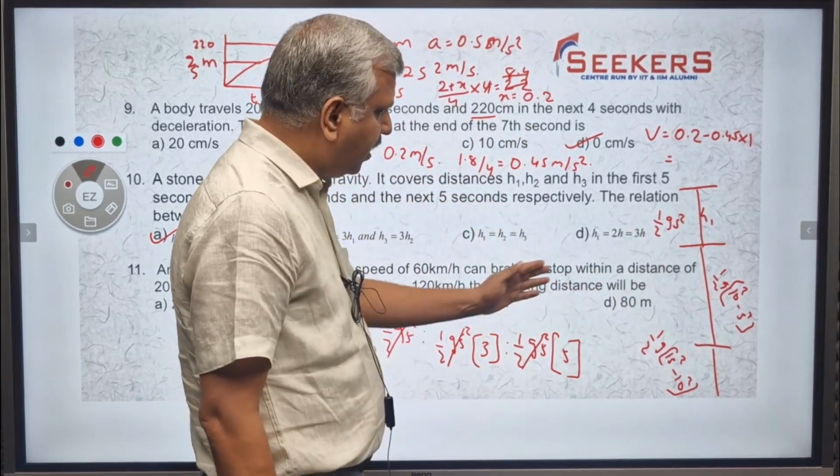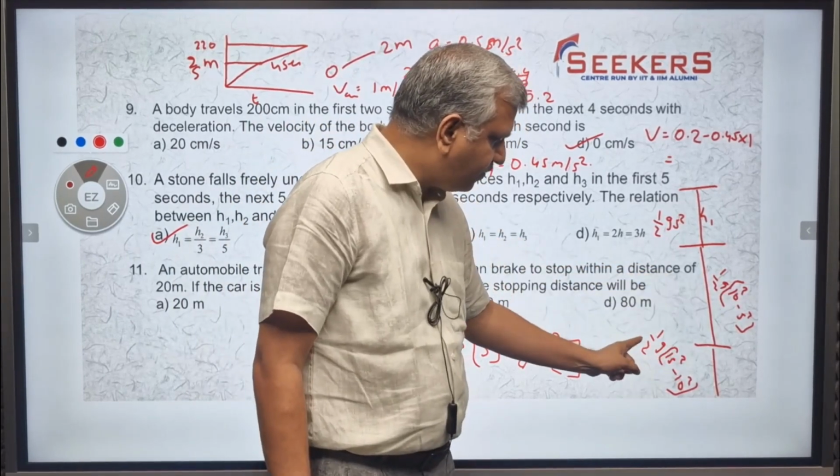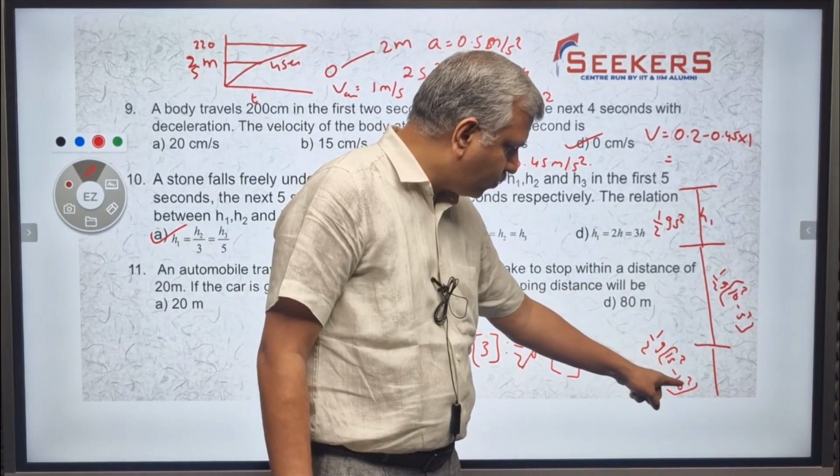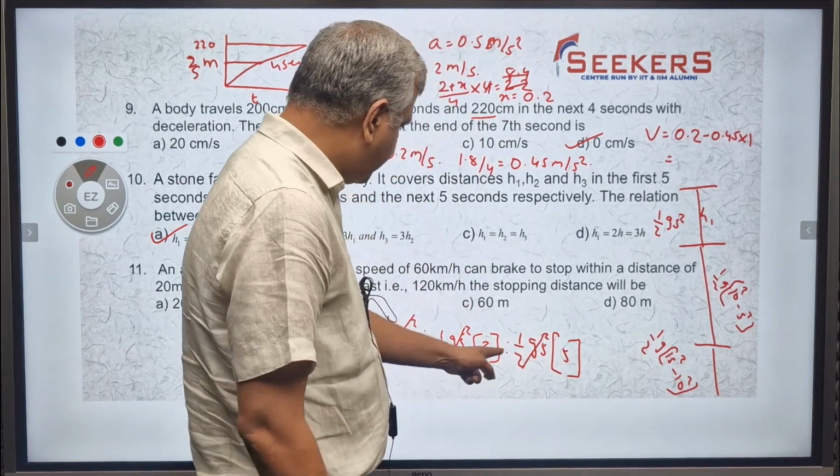Then I took the ratio. I took half g 5 squared common, half g 5 squared common. So it became 3 squared minus 2 squared. So that is 5. And then I found this.